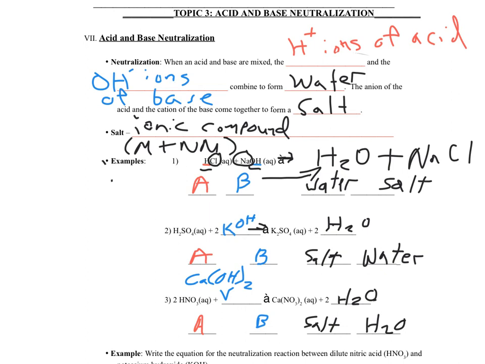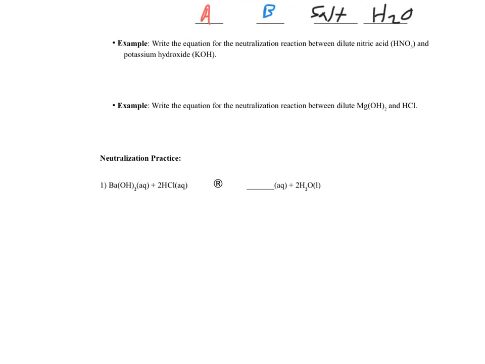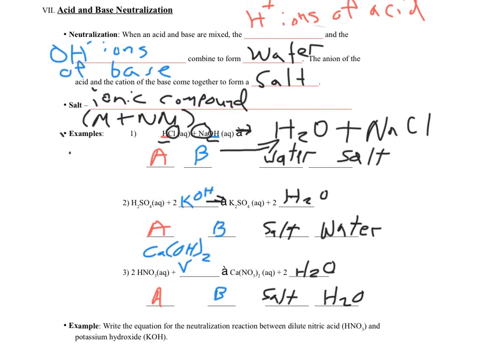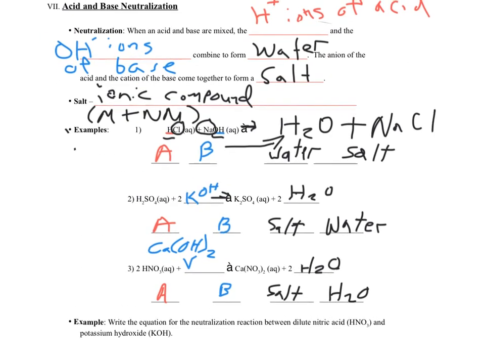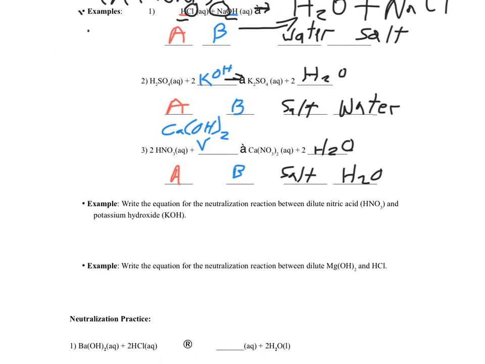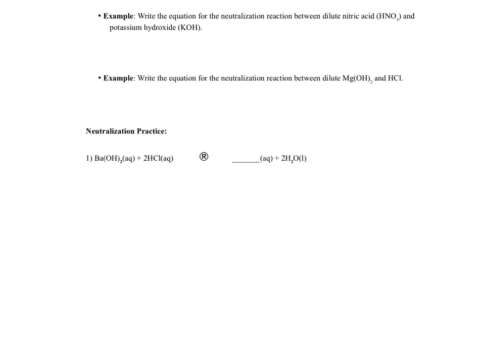So I think there's another couple of examples. Perfect. Write the equation for the neutralization reaction between dilute nitric acid, HNO3, and potassium hydroxide, KOH. So this time, it's the same sort of problem as this, actually. These are exactly the same. The only difference is we're not giving it to you as an actual equation. We're giving it to you like a word problem. So you just have to write the reaction yourself, but it is the same.